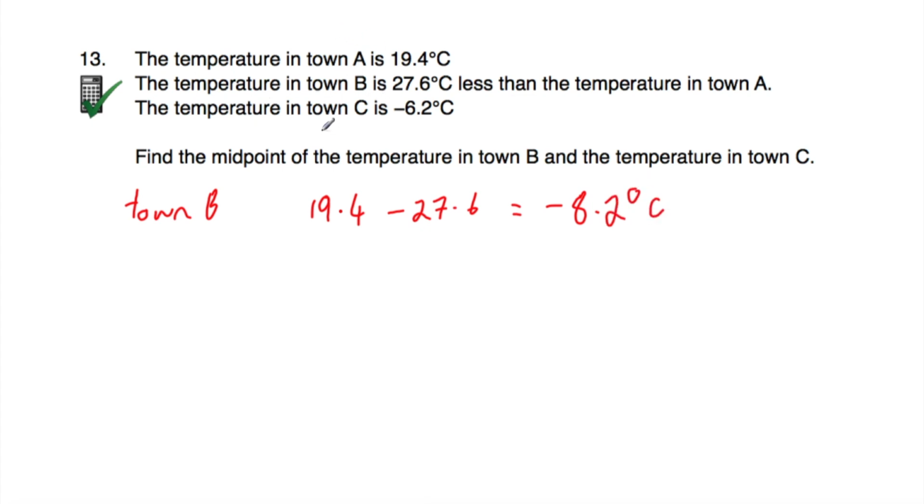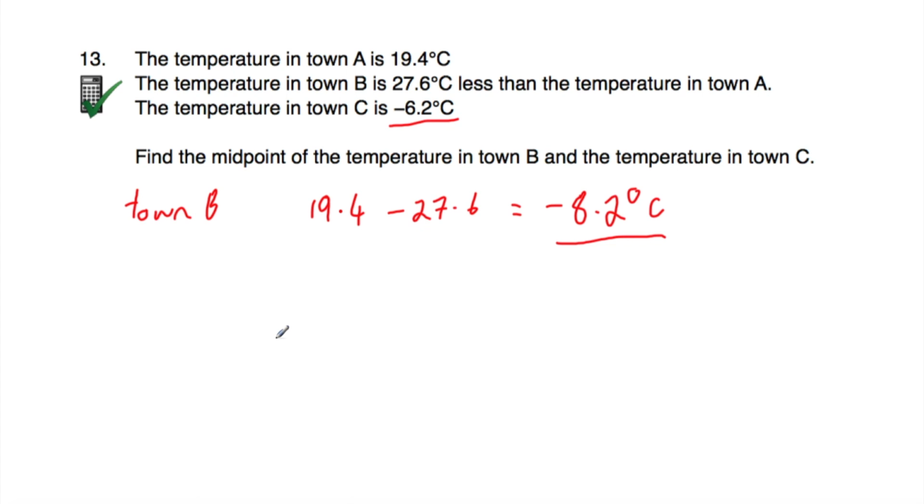And then we're told the temperature in town C is negative 6.2 degrees Celsius. And then the question says to find the midpoint of the temperature in town B and the temperature in town C. So if we just find the midpoint of these two temperatures, that's our answer. That's quite straightforward. I can actually see by looking at these two temperatures that if we've got minus 6.2, we've got minus 8.2, the midpoint would be minus 7.2. But let's just check this.